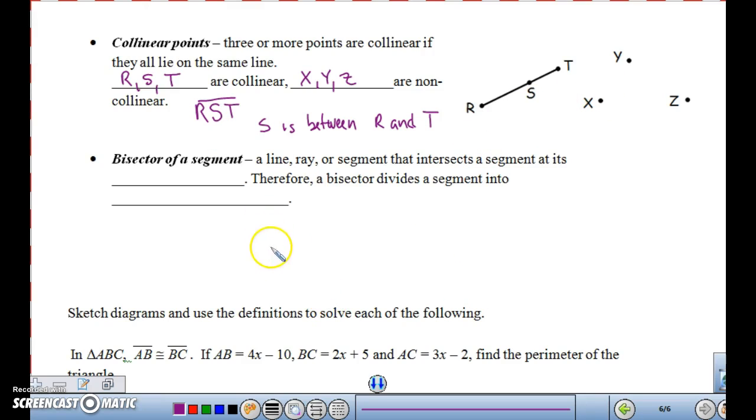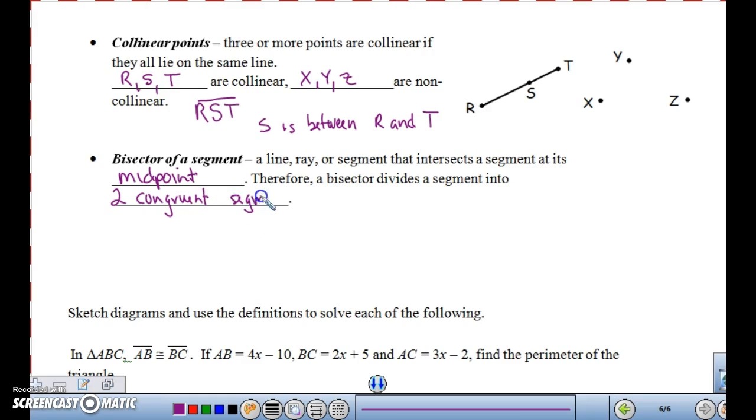All right, our last definition is the bisector of a segment. Bisect means to cut something in half. So a bisector of a segment is a line, a ray, or a segment that intersects a segment at its, well, if you're cutting it in half, where is it going to cut it? At its midpoint. So if you have a bisector of a segment, it's going to divide the segment into 2 congruent segments.